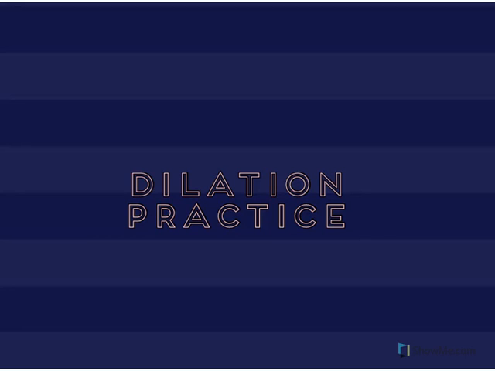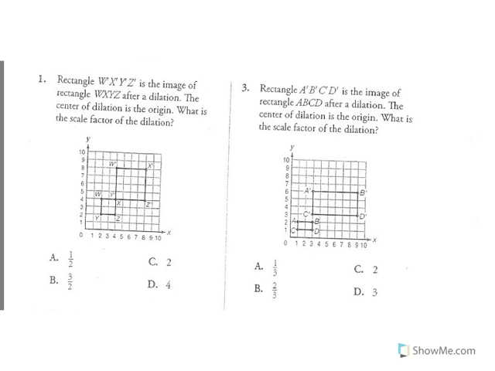Okay, today we're going to go over the dilation practice worksheet. So look at number 1. Rectangle W prime, X prime, Y prime, Z prime is the image of a rectangle W, X, Y, Z after a dilation. What is the scale factor of the dilation? The center of dilation is at the origin.